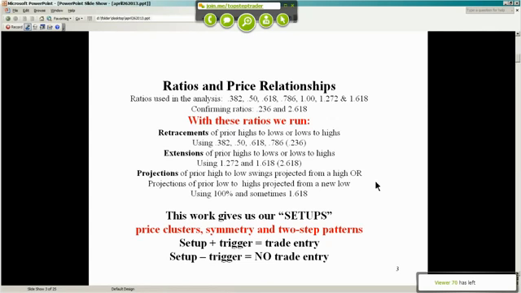Basically, running all possible price relationships on a particular chart is what's going to give us the setups that I talked about. The price cluster setups, the symmetry setups, or the two-step pattern setups.